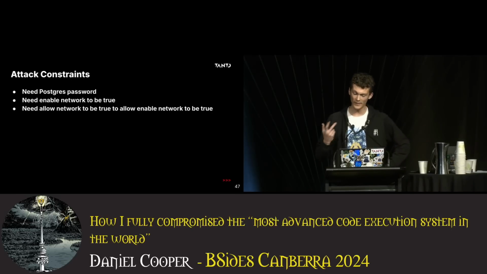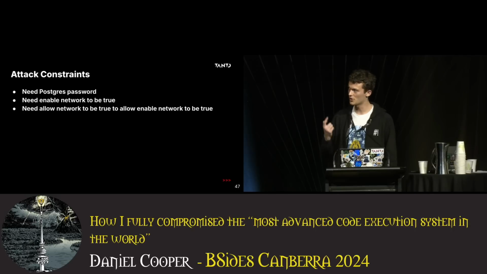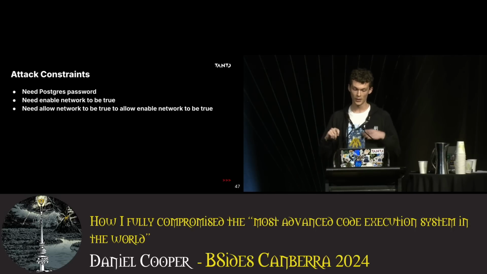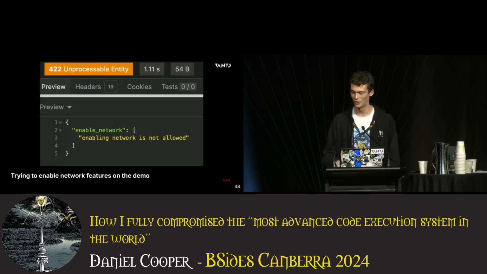So the three things we need for this to work are we need the PostgreSQL password. This will probably just be "your password here, 1234". We need enable network to be true, but it turns out there's another flag that we need, which is inside the configuration file, the same one with the PostgreSQL password, which is we need allow network to be true. With allow network false, the enable network feature is disabled. And it turns out this is actually disabled on the publicly available one, which is sad because otherwise I could pwn the publicly available one. No, I would never do that, I'm joking.